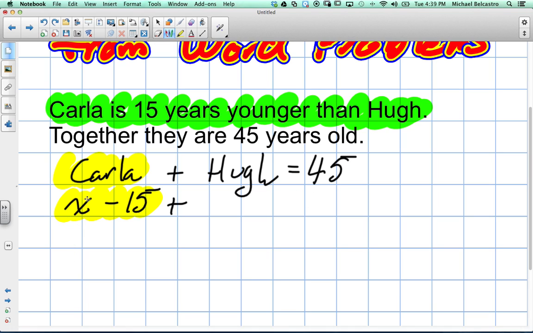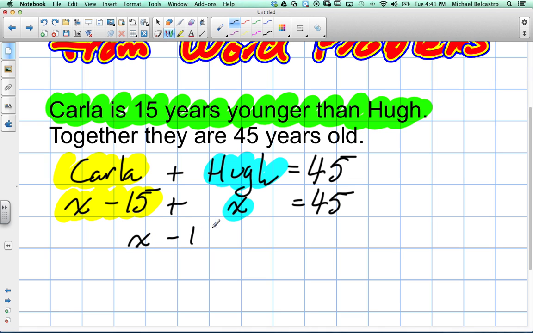No, Hugh's age, right? Because the question said Carla is 15 years younger than Hugh. So Carla is 15 years younger. Here's Hugh's age minus 15. That's Carla's. So this stands for what? Hugh's age. So we can replace Hugh's age with just the variable x. Just remember, like we said, we replace Hugh's age with x, and then we just bring down the only number we had before. So essentially, this equation says x minus 15 plus x equals 45, right?